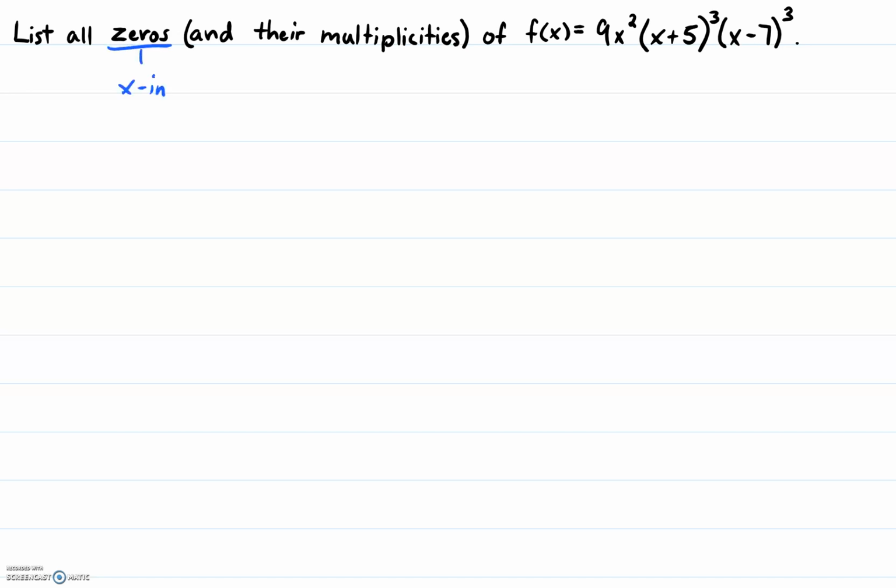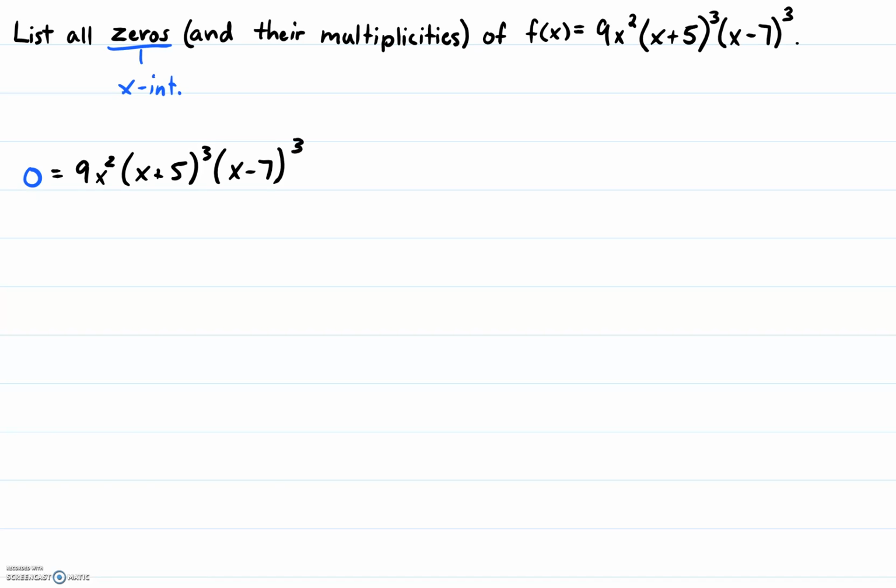And anytime you want to find an x-intercept, you just want to put 0 in the place of y, or in this case in the place of f of x, and then you want to solve for x from there. So for this particular problem, if we put 0 in the place of f of x, we get 0 is equal to 9x squared multiplied by (x plus 5) to the third multiplied by (x minus 7) to the third.